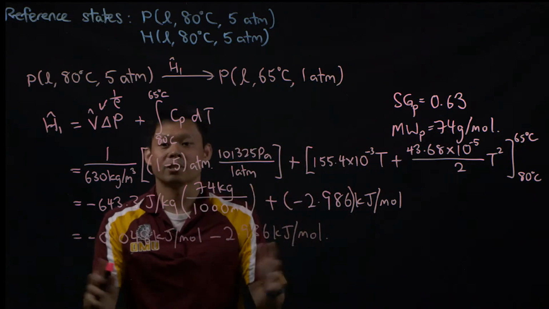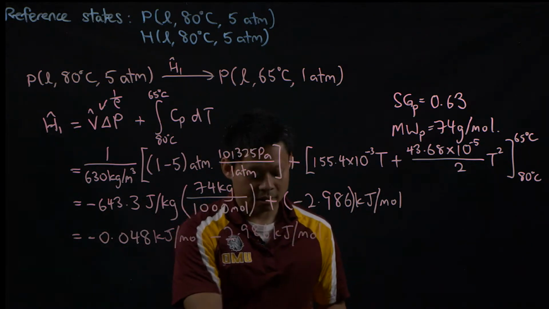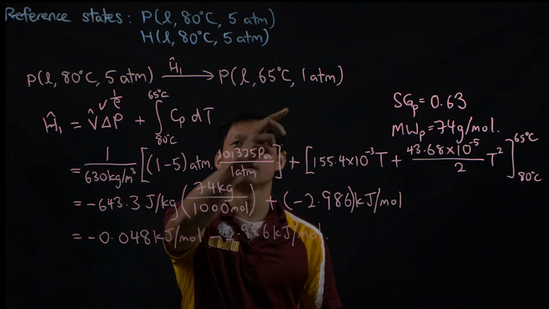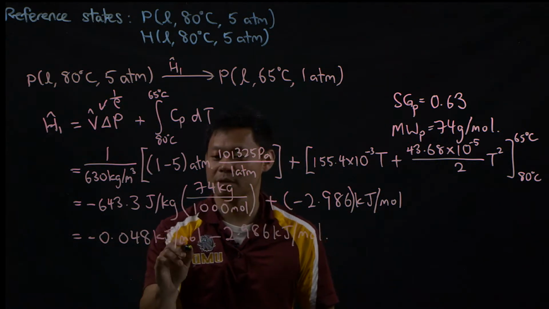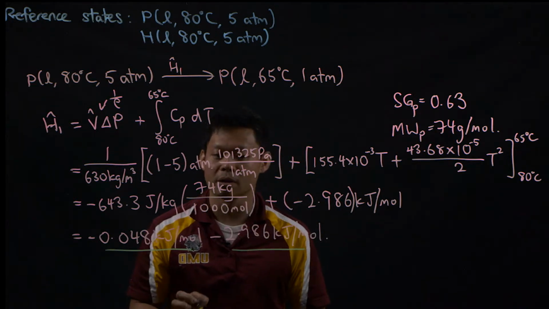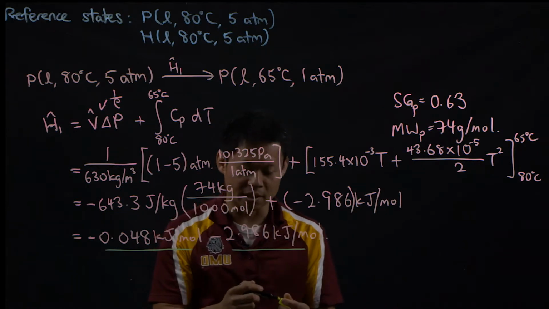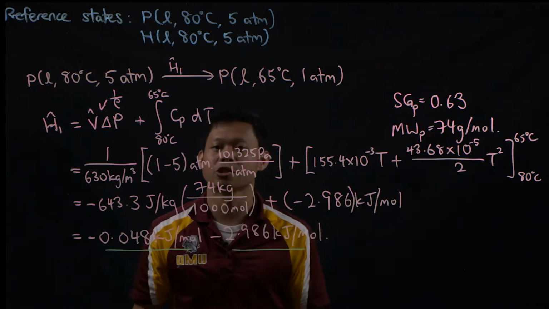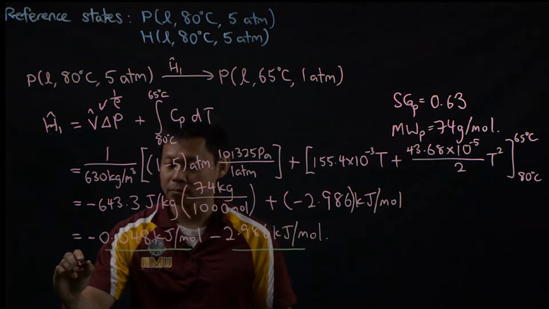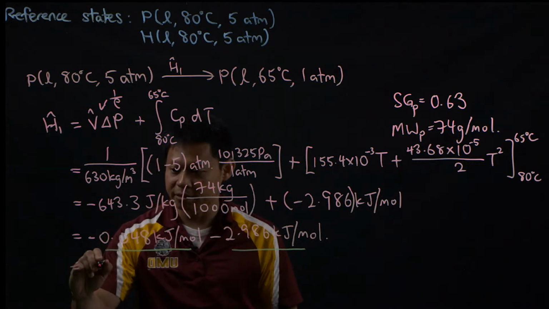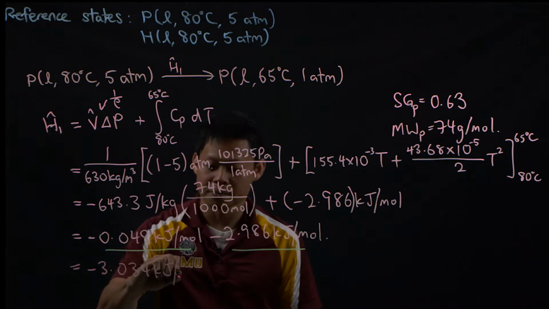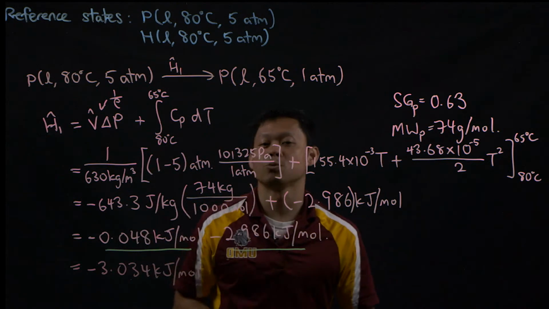Now, I'm writing this out step by step because now you can see that the effect of pressure, even though you're decreasing from 5 atmospheres to 1 atmosphere, compared to the effect of temperature is very, very small. So this value is much smaller than this value. In general, the effect of pressure is much smaller than the effect of temperature. So with that, we have minus 3.034 kilojoules per mole, and we have our H1.